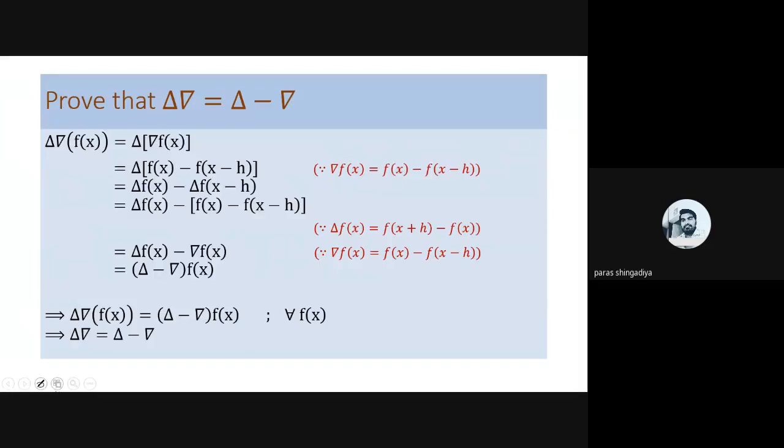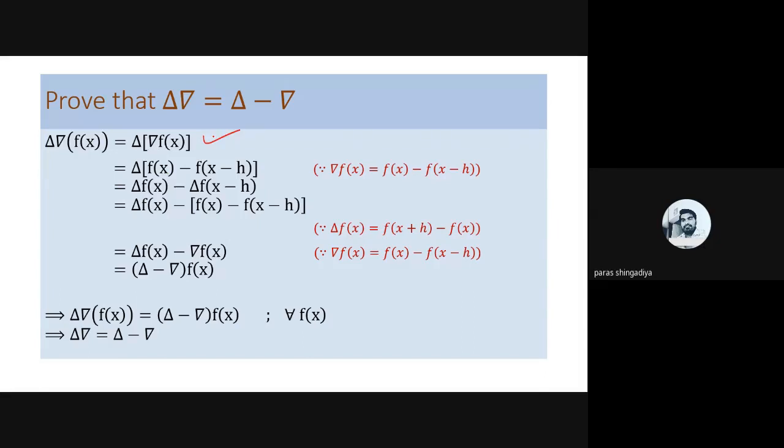And now the third one is there. Prove that delta nabla is equal to delta minus nabla. Let us first prove it. Let's start with delta nabla f(x). Apply any operator to the inside. So first step, it will be delta of nabla f(x). This is the first step.